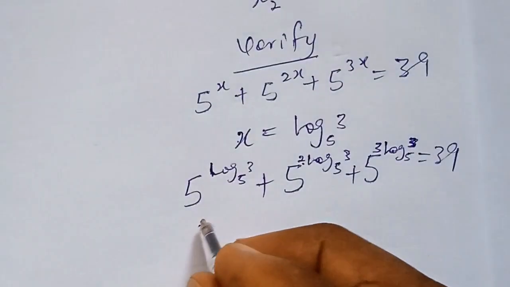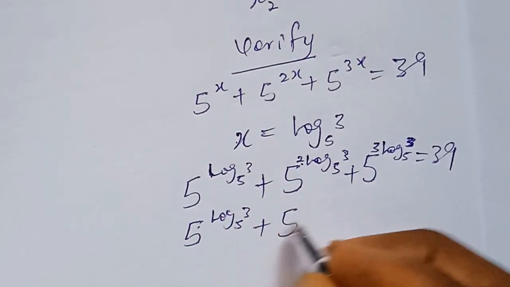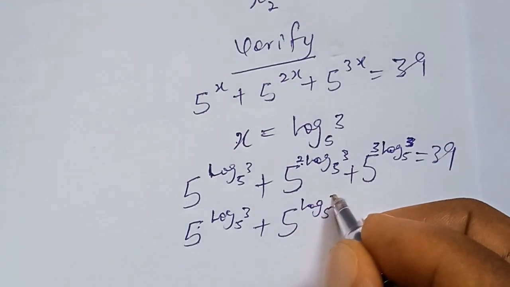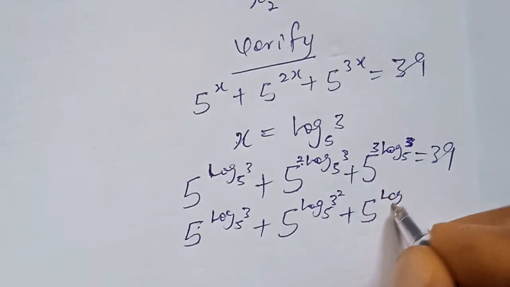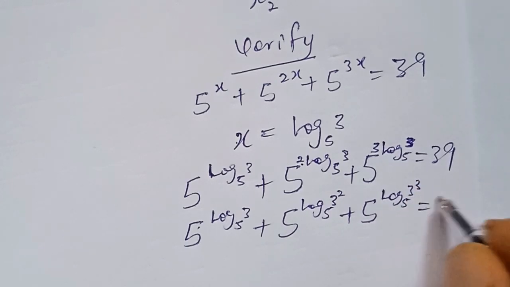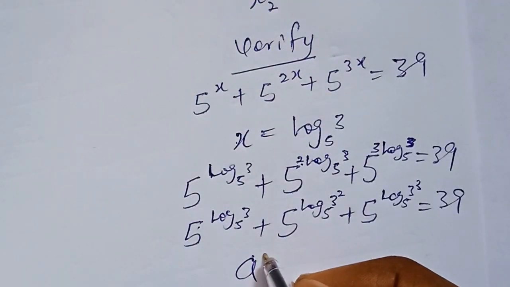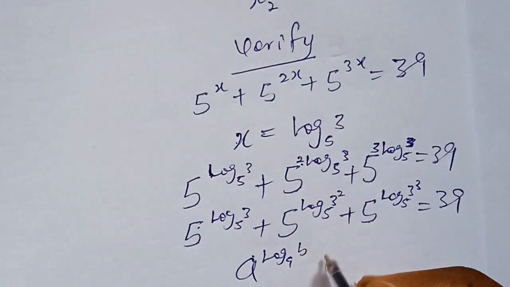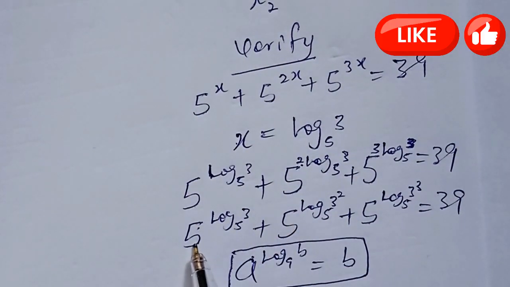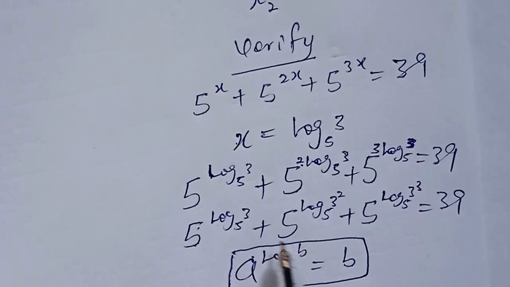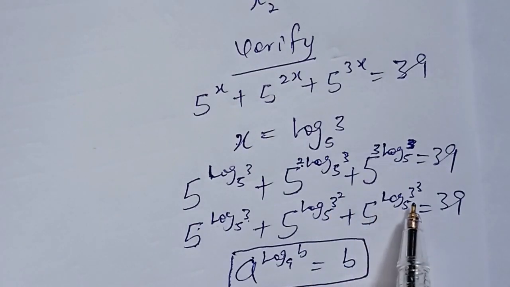So we have 5 raised to power log base 5 of 3, plus 5 raised to power log base 5 of 3 raised to power 2, plus 5 raised to power log base 5 of 3 raised to power 3, equals 39. From here, we consider this identity: a raised to power log base a of b is given as b. We apply it here. So 5 raised to power log base 5 of 3 becomes 3, and this will be 3 raised to power 2, and this will be 3 raised to power 3.